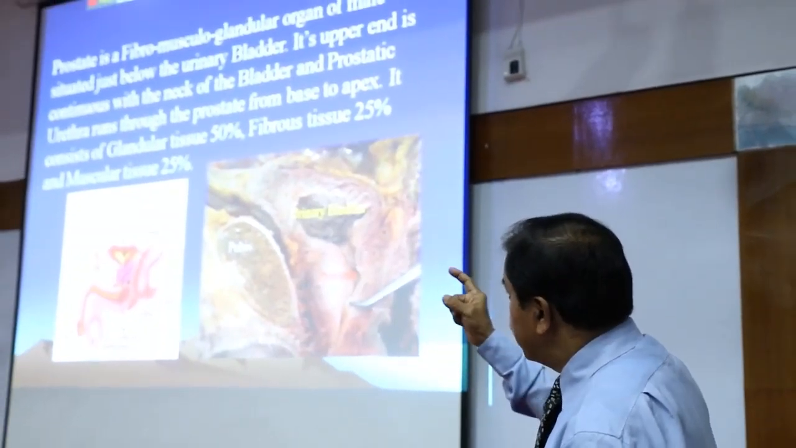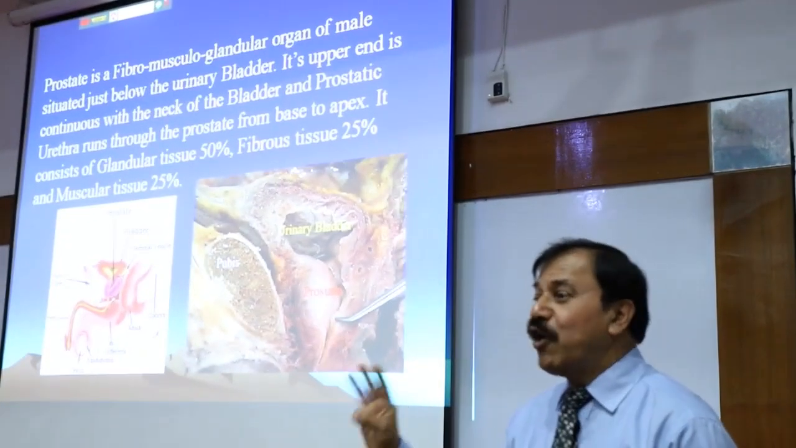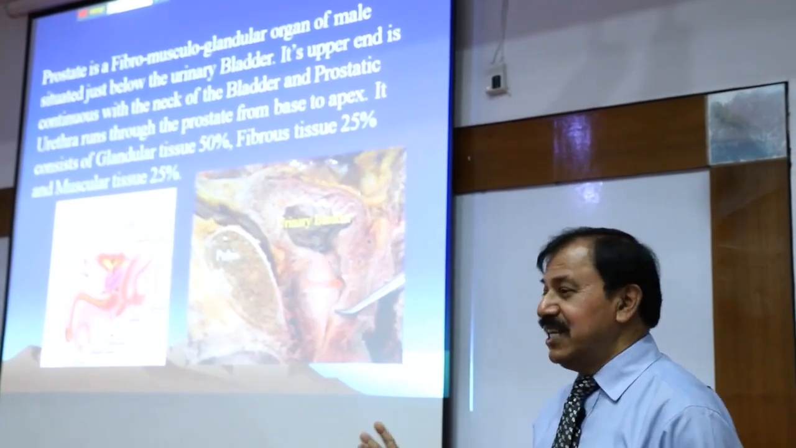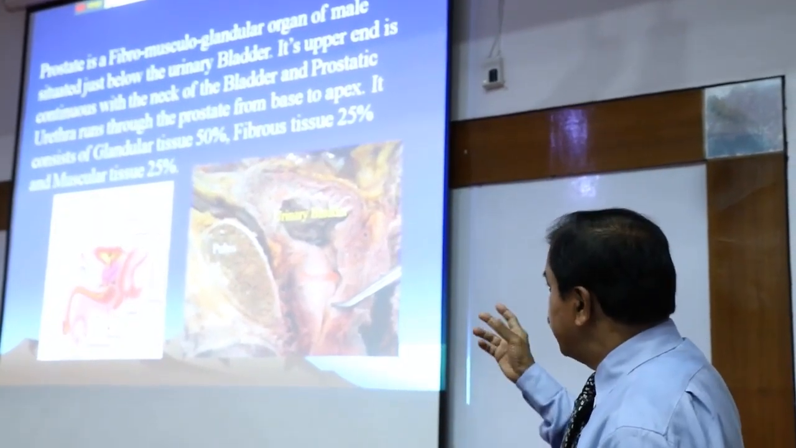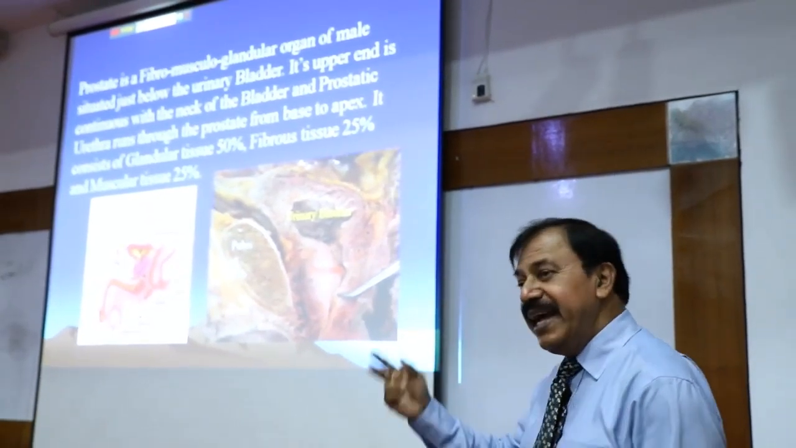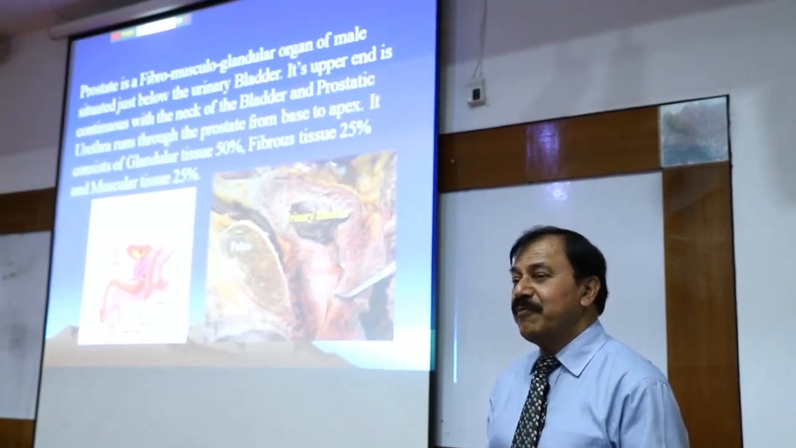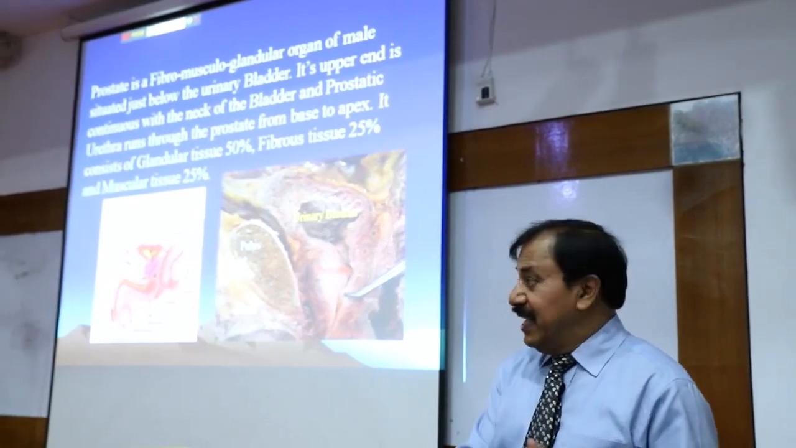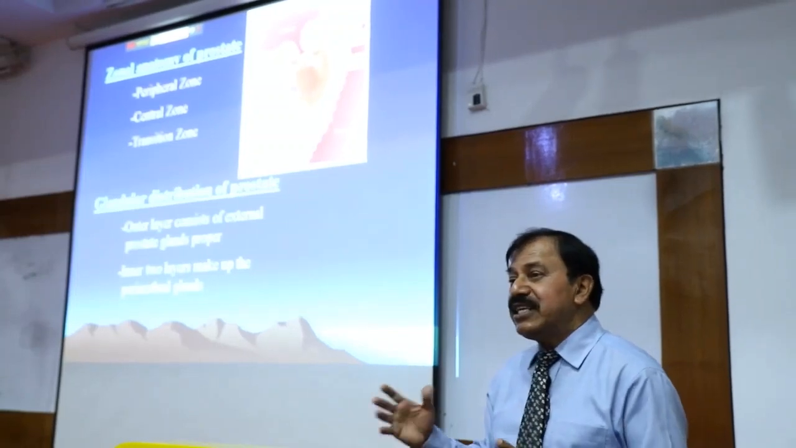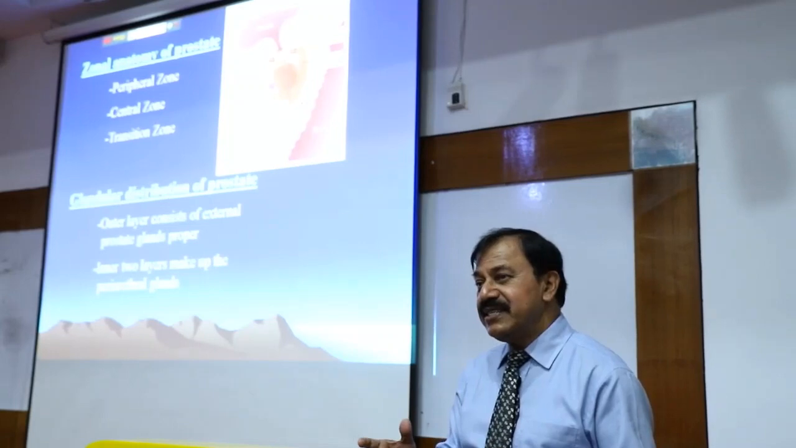So this prostate, if you see, is a fibromusculoglandular organ. Three components are there: fibrous tissue, muscular tissue, and glandular tissue. And of this, 50% is glandular tissue, 25% is fibrous tissue, and another 25% is muscular tissue. These are the three components comprising this gland. And if you go further, you will see this gland has been classified by different authors in different ways to understand it clearly.